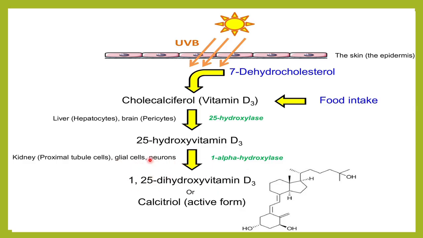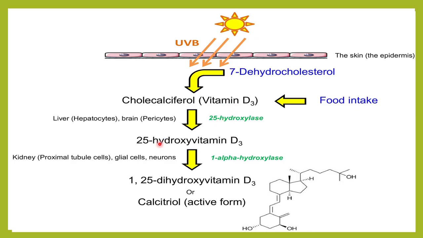The 25 hydroxy vitamin D gets converted to 1,25 dihydroxy vitamin D3 or calcitriol. There are three hydroxy groups in it. So this has only two hydroxy groups and this has three hydroxy groups, and this is the active form. The 1,25 dihydroxy vitamin D3 is the active form. We are only talking about D3 here because this is the animal source. If it is D2, it is the plant source. So this is the potent form.